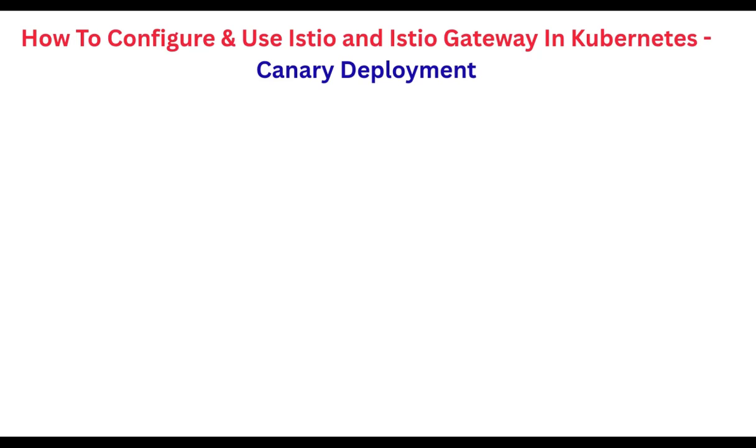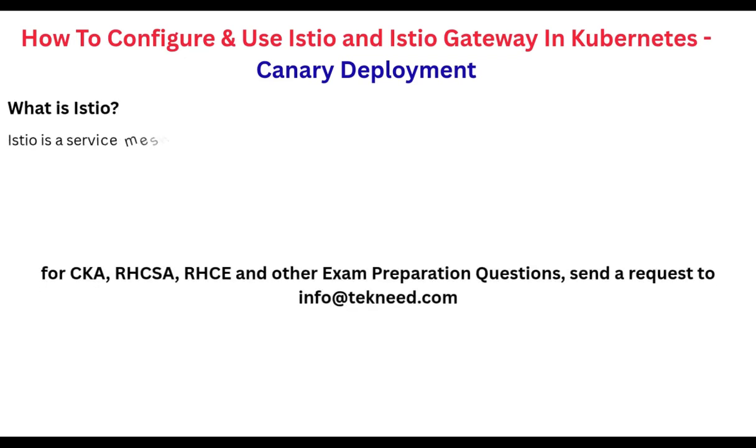In today's lesson, we're going to be looking at what Istio is and how to configure and use Istio in Kubernetes. But first, what exactly is this Istio? Istio is a service mesh. And now you might be thinking, what is a service mesh?